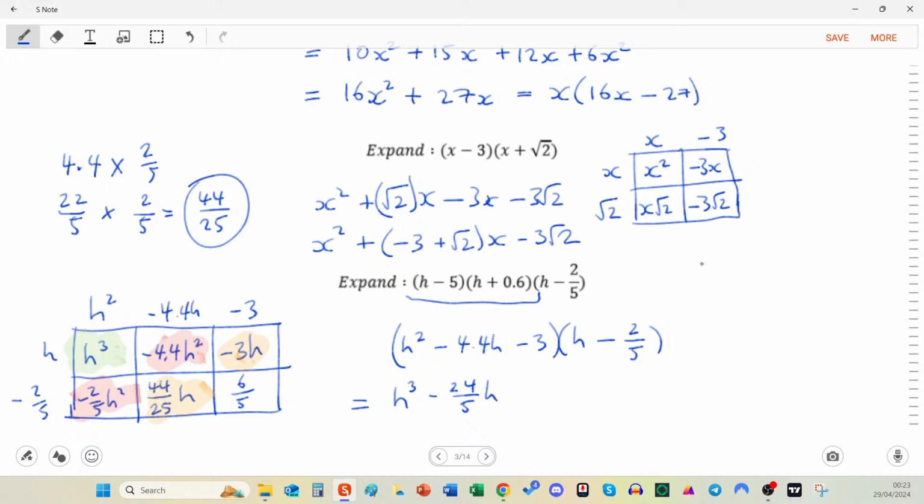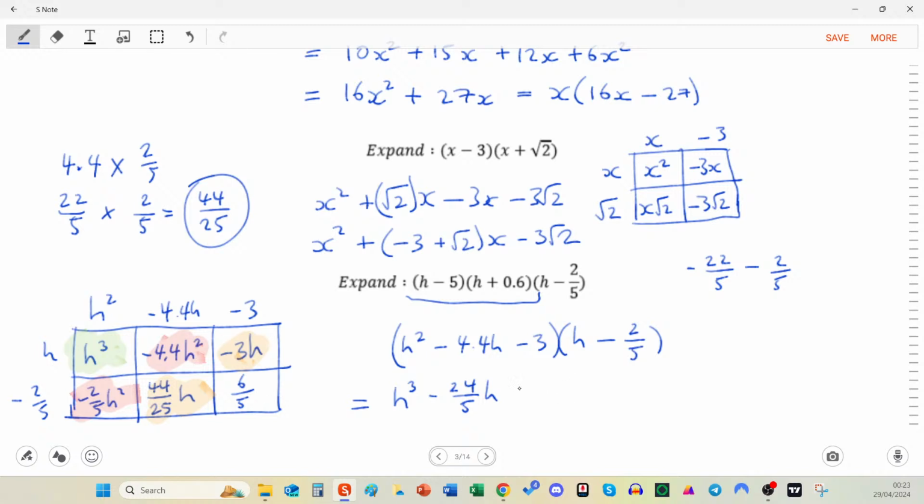4.4, let me write that out. 22.5. And then, yeah, that's right. And then we're going to take away 2 over 5. That's correct. Minus 24 over 5. For some reason, it just didn't look right for a second. But yeah, there you go.